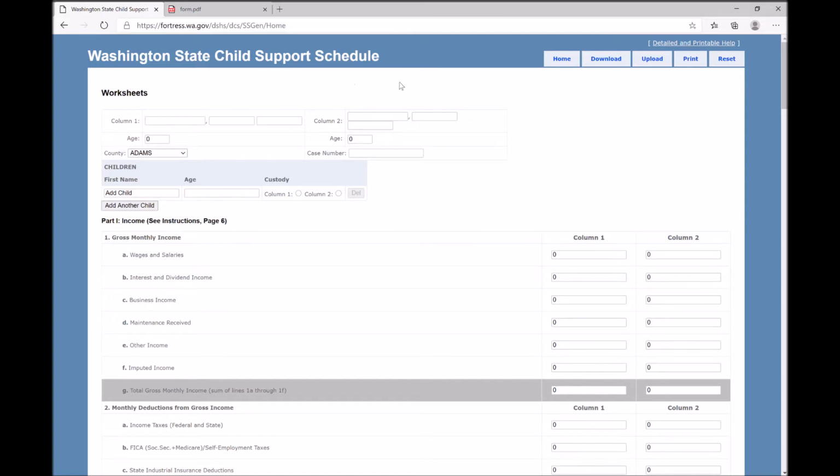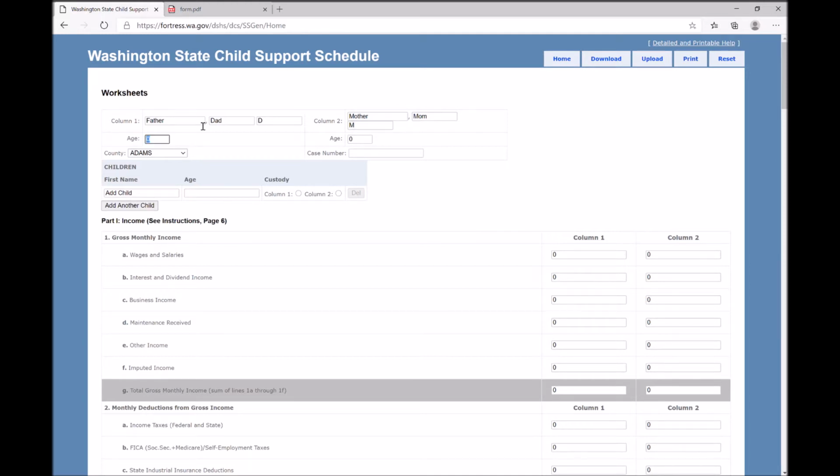In this case, this is specific to Washington State. Different states may have a different way to calculate it. Not all of them have a web page like this, but they all have some kind of formula that can be used to compute the child support obligations. In this case, column 1 is one parent and column 2 is the other parent. And let's assume that column 1 is dad, the father, and column 2 is mom, the mother.